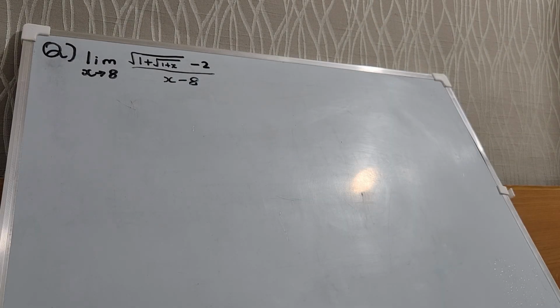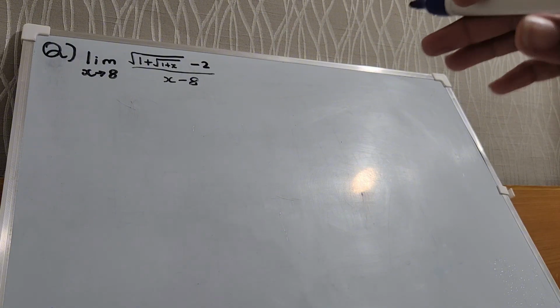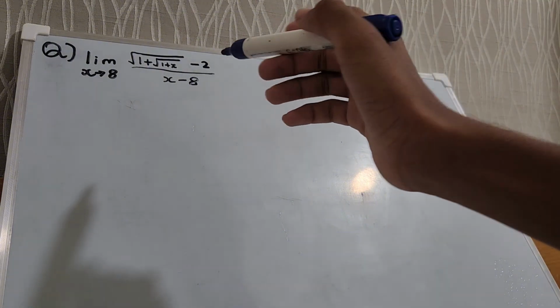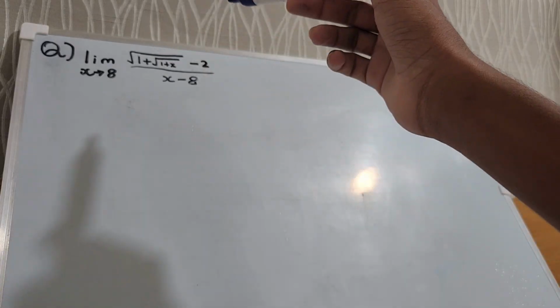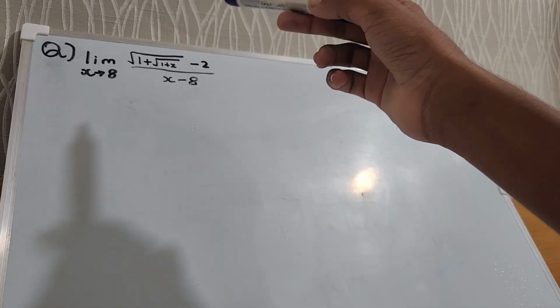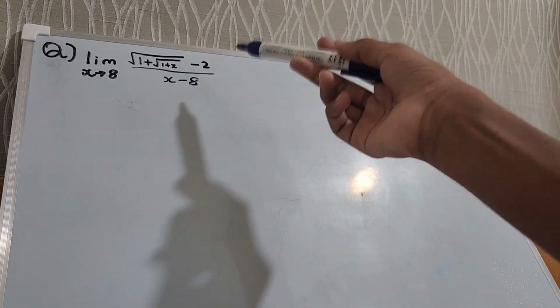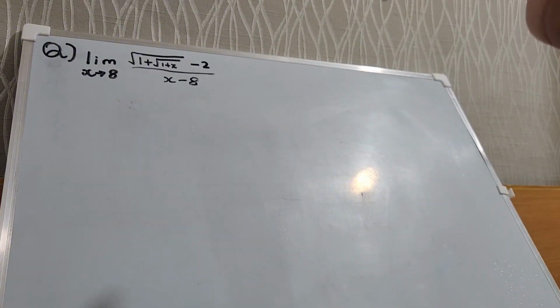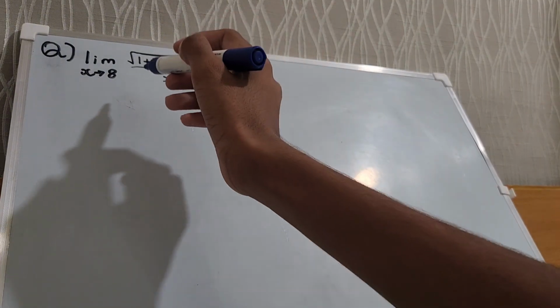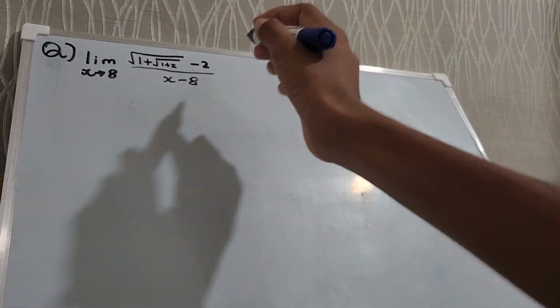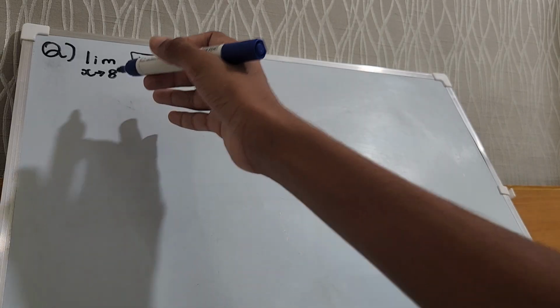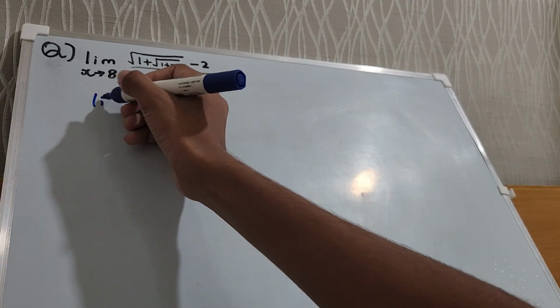Okay, so that marker was not working properly, as you saw. Now we are in the next problem. Limit x tends to 8 of root over 1 plus root over 1 plus x minus 2 by x minus 8. So this problem, first let's rationalize.